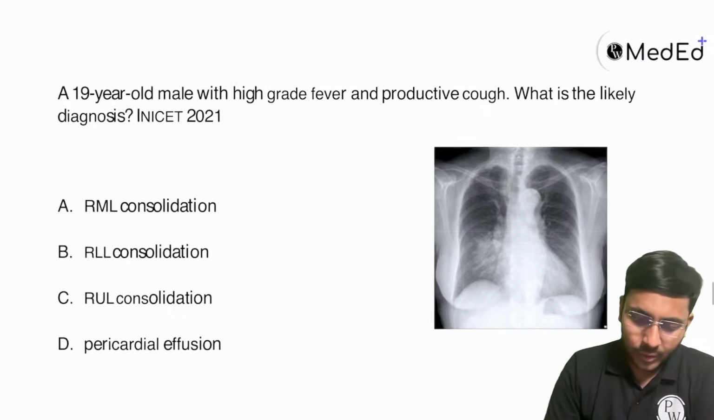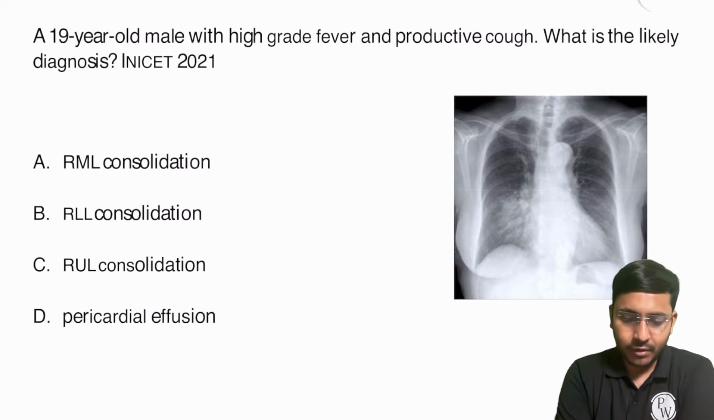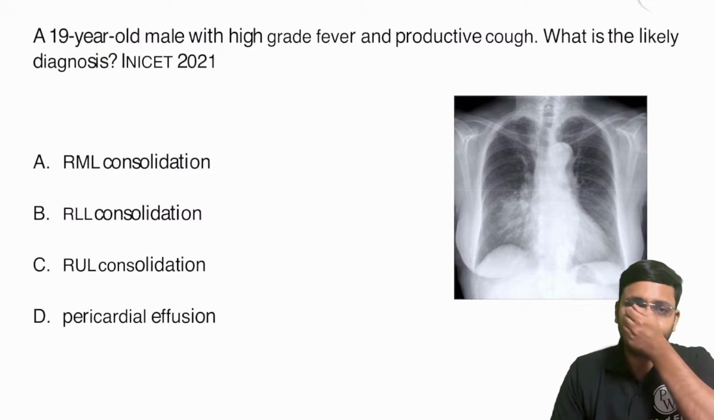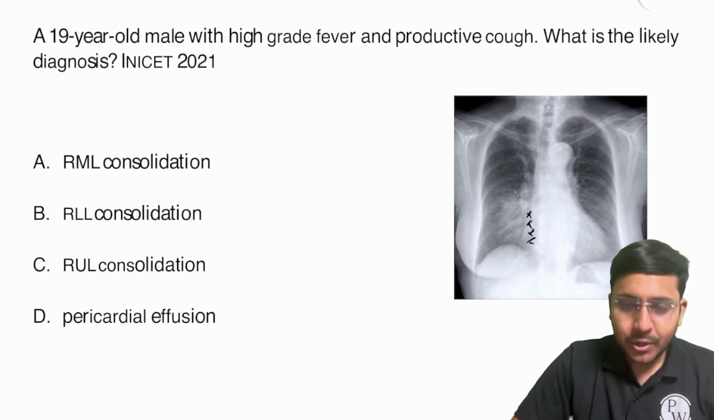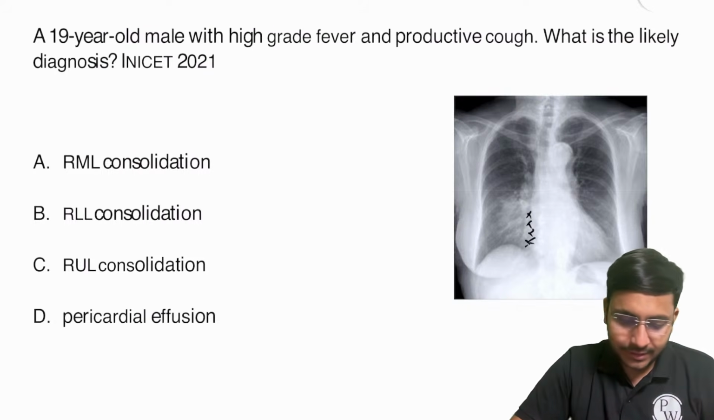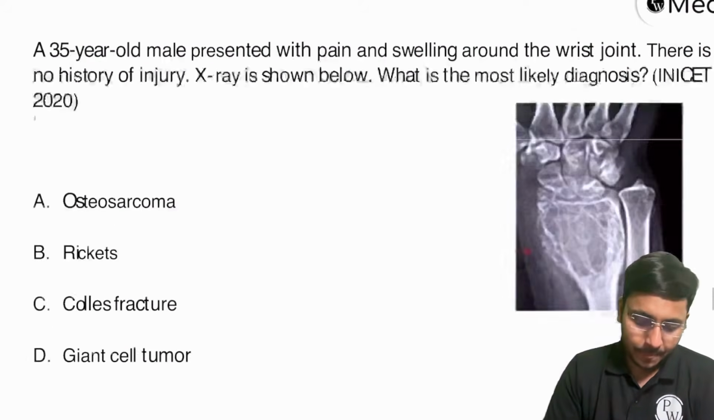Now again a previous question asked in INI-CET, a 19-year-old male with high-grade fever and productive cough. What is the diagnosis? Right, so the right heart border is silhouetted, so where will you localize this? You localize this to the right middle lobe, and a simple answer is right middle lobe consolidation.